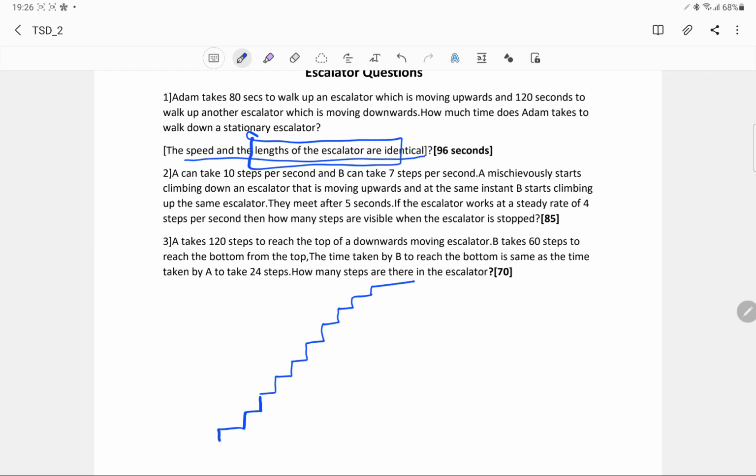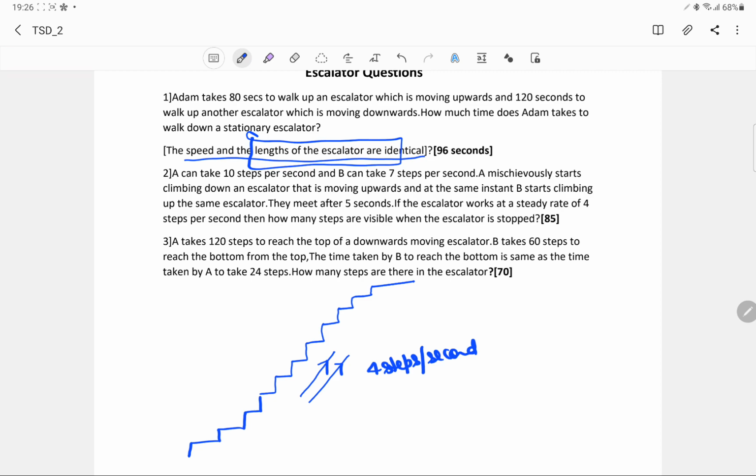Let's make it a bit on the longer side. So this is the escalator. Now what is happening is that it is moving in this direction. It is moving up at the rate of 4 steps per second. So it is moving 4 steps per second in the upward direction.